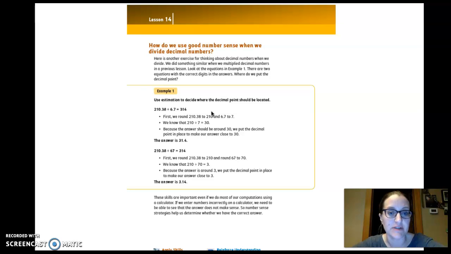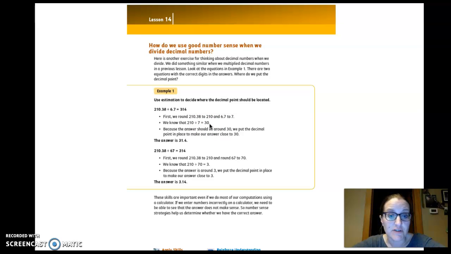210.38 divided by 6.7 equals 314. So first we round 210.38 to 210 and 6.7 to 7. We know that 210 divided by 7 equals 30. Because the answer should be around 30, we put the decimal point in place to make our answer close to 30. So where do you think that decimal needs to be? It needs to be right next to 30. So the answer is 31.4.